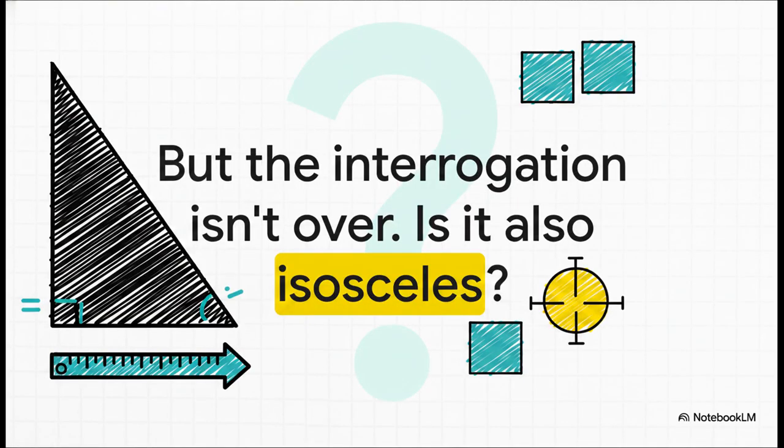But hold on, the interrogation isn't over yet. Knowing it's a right triangle is great, but we can dig a little deeper. Our next question: is it also an isosceles triangle? To figure that out, we need to check if two of its sides are equal in length. So it's time to switch tools and pull out our distance formula.